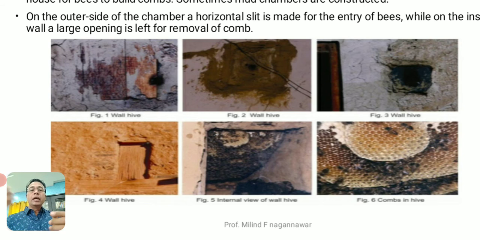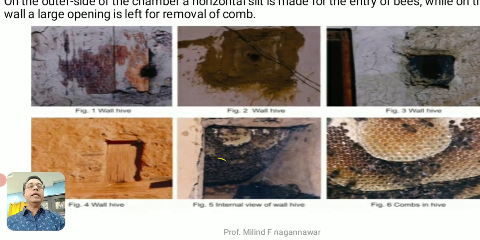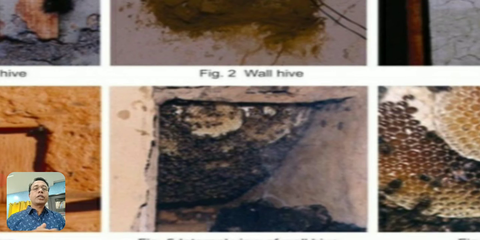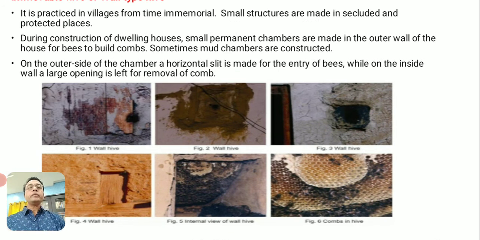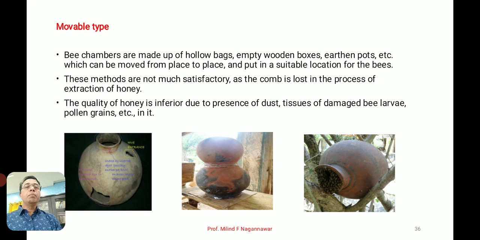So that from the small slit the honeybees enter into the chamber, and inside that they will build a hive. It is large sized inside the wall because it can be easily removed at the time of harvesting. Now, we have the movable type, immovable, wall type, and movable.